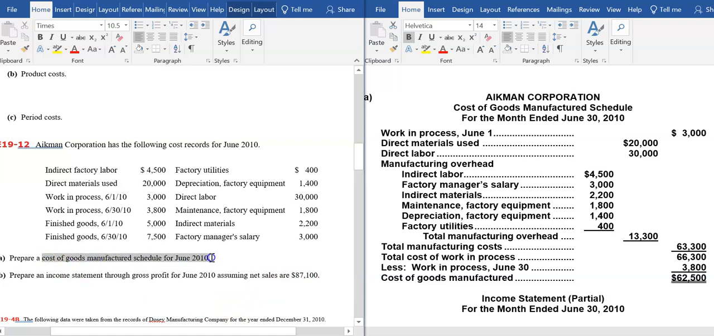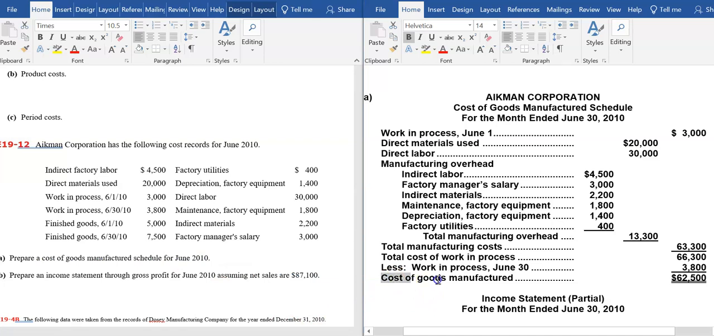The cost of goods manufactured schedule is going to be reporting ultimately the total cost of goods manufactured. This schedule follows the flow of cost through the three inventory accounts. Remember, the three inventory accounts used by a manufacturer are raw materials, work in process, and finished goods.